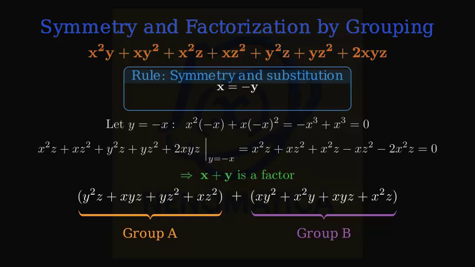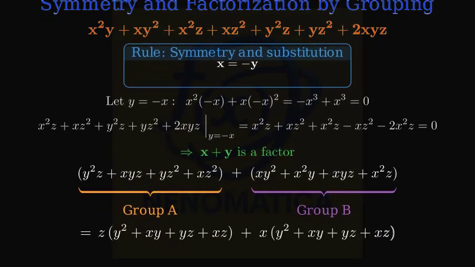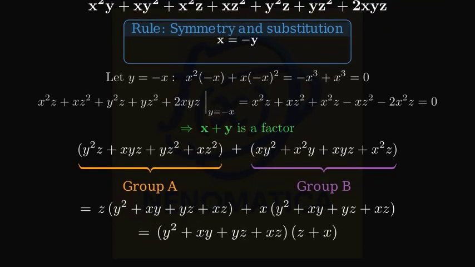Step 2. Factor out z from the first group and x from the second group. This produces the same inner sum in both parts. Step 3. Factor the common binomial. We factor out the shared parentheses to get a product with z plus x.